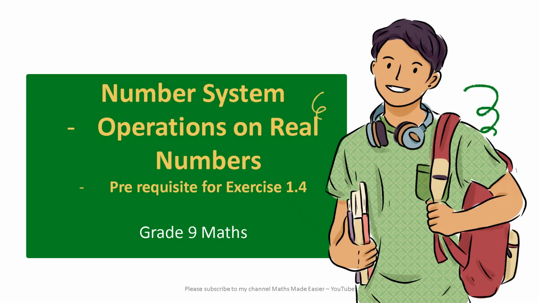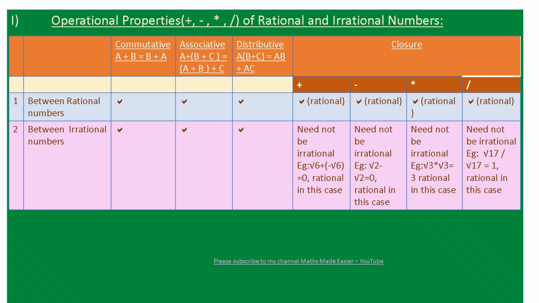For exercise 1.4. This video is very essential for the sums that are given under exercise 1.4, which discusses the various operations on real numbers. Between rational and irrational numbers, if we do some operations like addition, subtraction, multiplication, division, what could the resultant be? Let's look into each one of these separate cases.